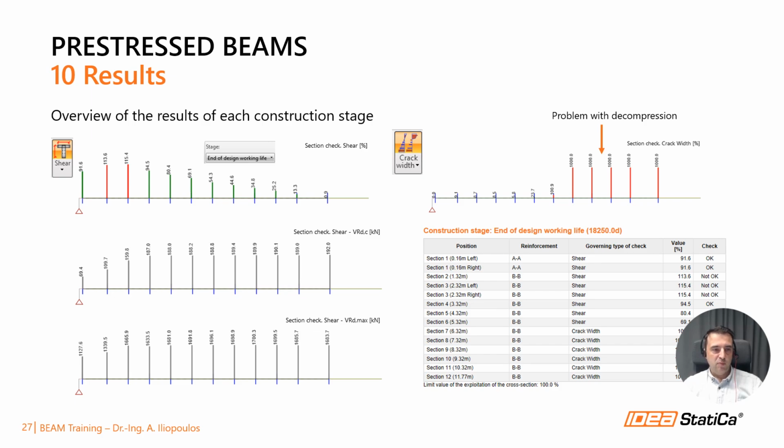We can see the problems here. The shear capacity is exceeded. There is more than 115% of utilization, and the value of 1000 in the decompression check indicates that the check has not been successfully carried out. In such a case, we should check the shear reinforcement and tendon geometry, adjust it, and try to find a solution.